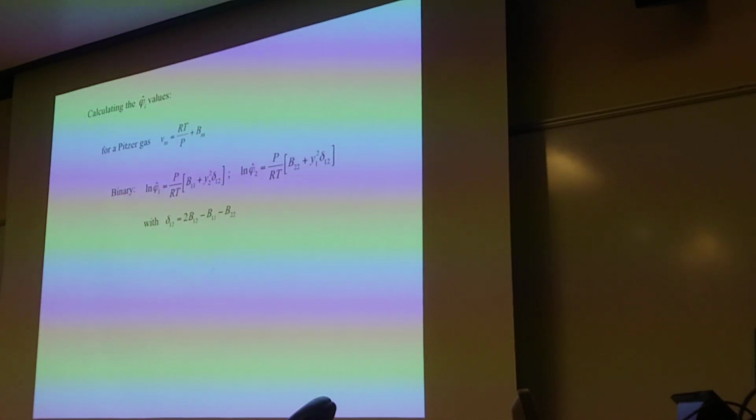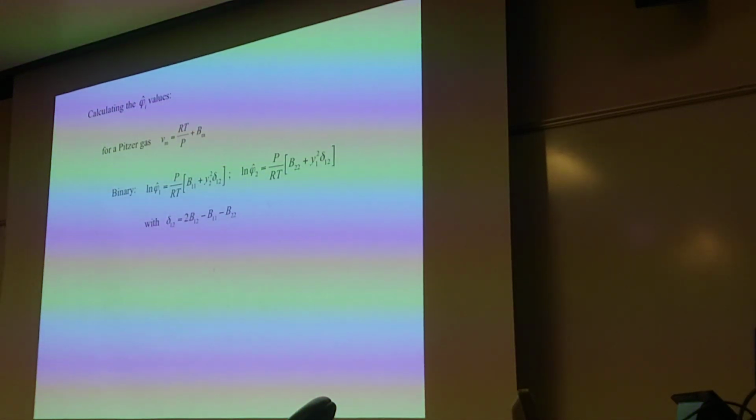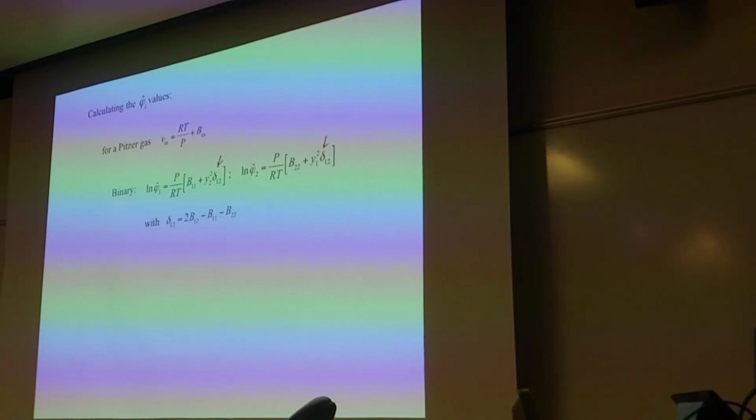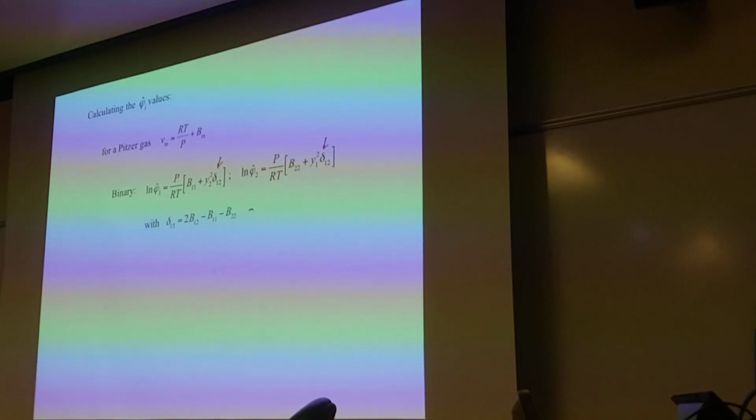then for a binary, these expressions are in your notes. I've got log of phi1, log of phi2 expressed this way in terms of the virial coefficients, and they involve the cross-virial coefficient here in these expressions for delta, if you remember those guys. And these are what the deltas are. So this is pretty straightforward if we have knowledge of the virial coefficients, including the cross-virial coefficients. But there are very few reactions that end up just as binary mixtures.